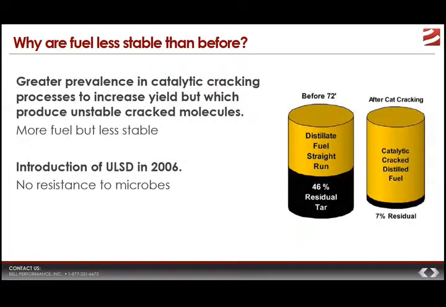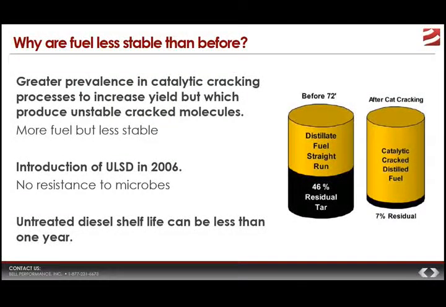The second big one is the ultra-low sulfur introduction in around 2006. They took all the sulfur out, which was great for the environment, but it created a diesel fuel that had virtually no resistance to microbes. And microbes are a key reason why fuel goes unstable faster. So the basic difference: the Army said in the 50s and 60s you should get 5 years out of stored diesel. Now it could be as little as less than a year if you get microbe problems in it. If you don't get microbe problems, you might be able to get 2 years. But you're not getting 5 years out of it without having problems.